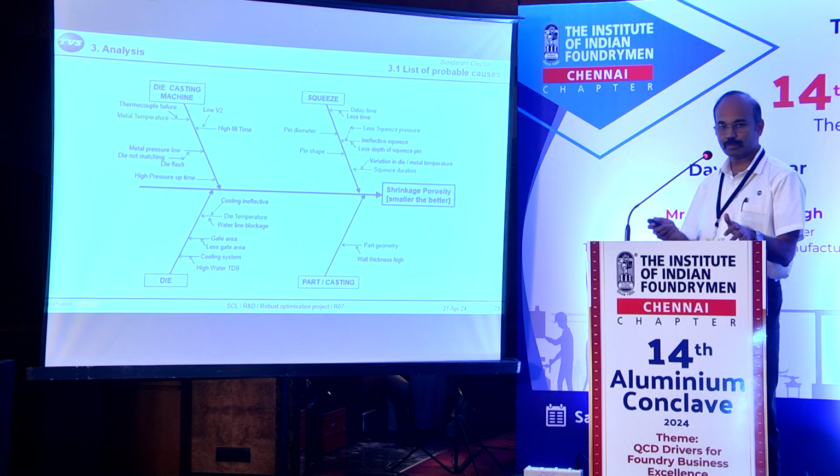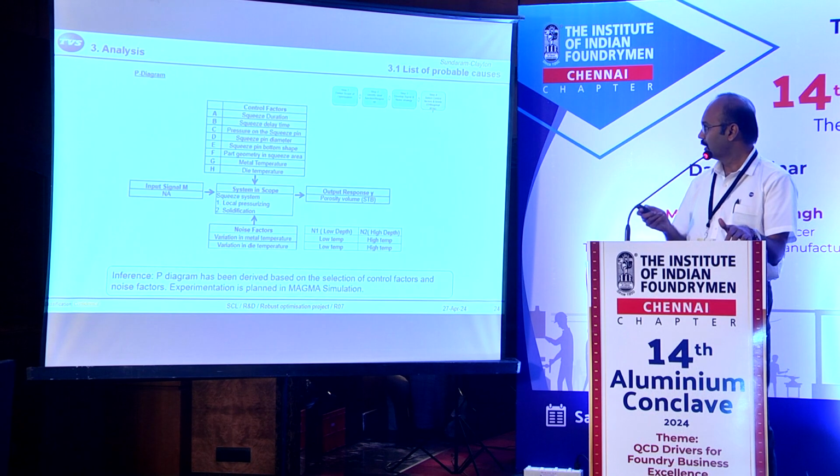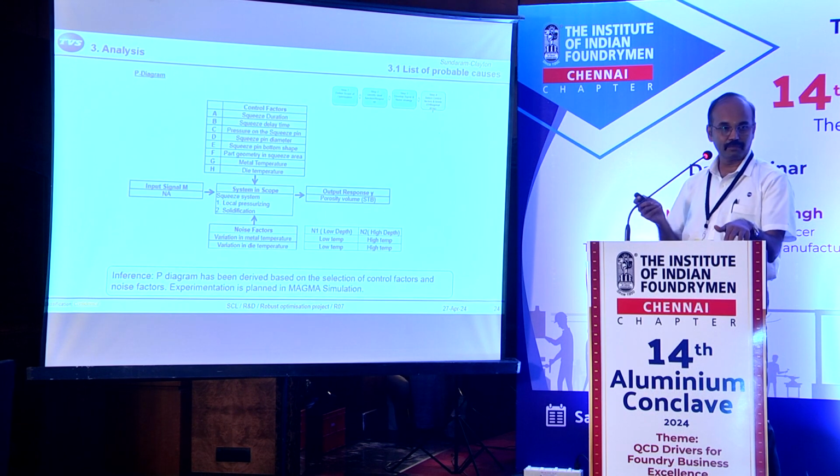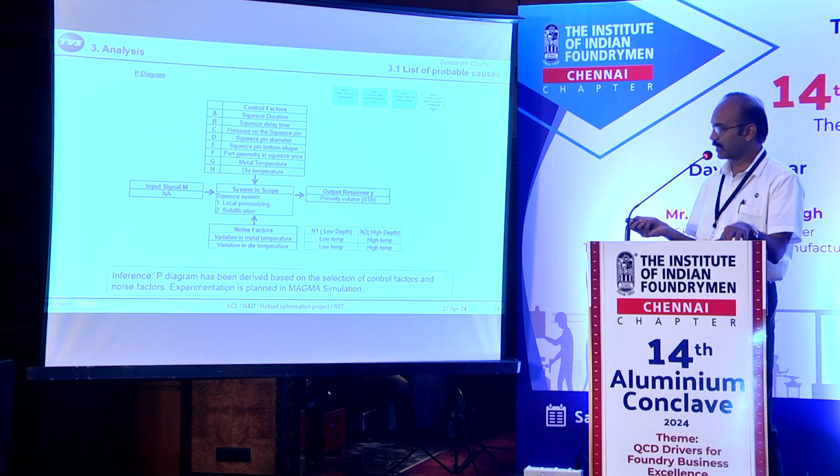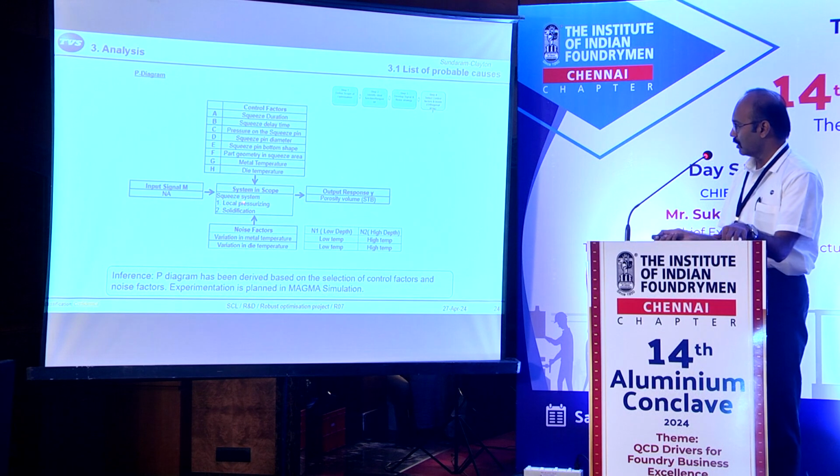Based on the in scope, the control factors are selected. And this is called a P diagram. To briefly explain, these are the control factors. There are around 8 control factors selected for experimentation, and the system in scope is a squeeze system.